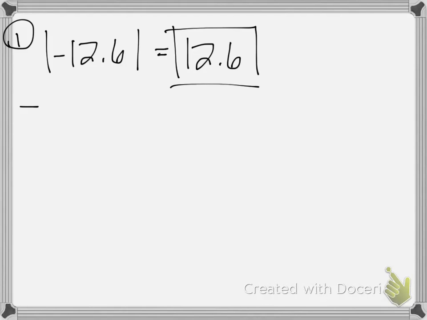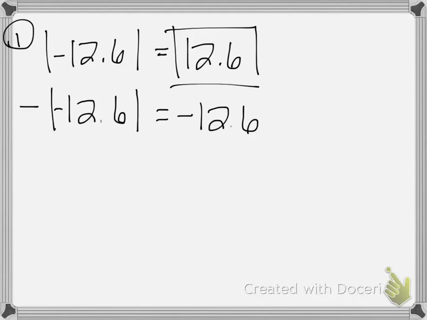Now if the negative was on the outside, and even if there was a negative on the inside there as well, then we would say the opposite, or the negative of the absolute value of negative 12.6. The absolute value of negative 12.6 is positive 12.6, but they want the negative of that. So the only times you get an absolute value that's negative is if there's a negative in front. Okay? So the answer to that is 12.6. So a negative makes a positive, right?